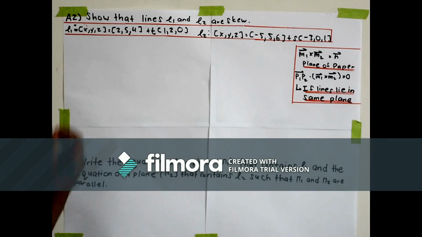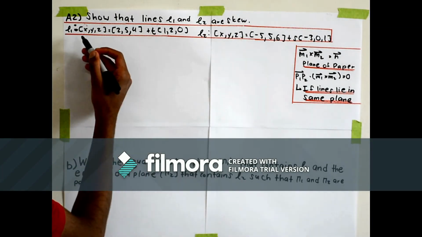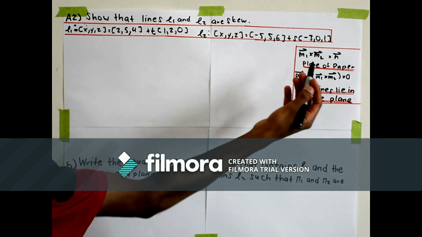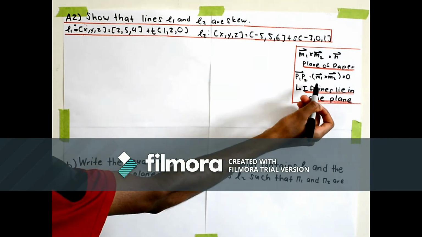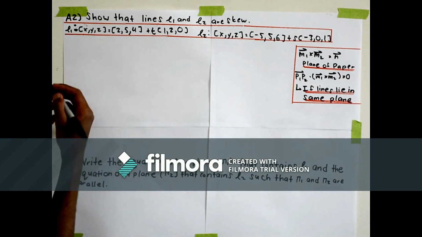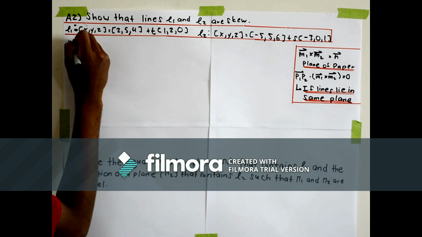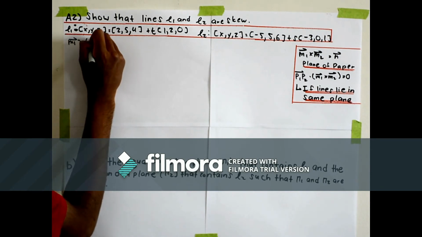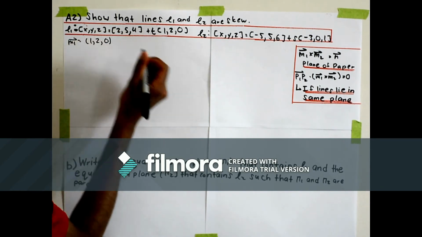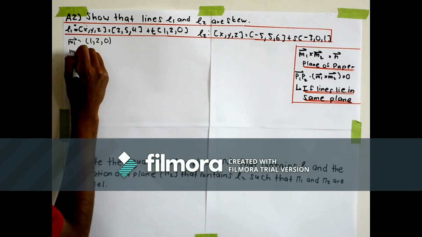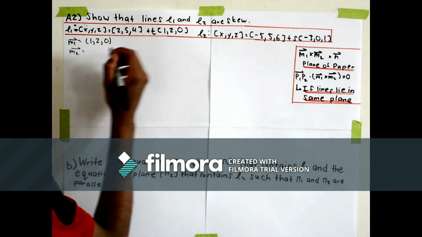So this question asks, show that lines L1 and L2 are skew. Remember that skew lines are defined as two lines that are not parallel, do not intersect, and do not lie on the same plane. To our right we have some conditions. Vector M1 and vector M2 can be defined as the direction vectors for each of the lines, and their cross product must equal vector n, which is normal to the plane of the paper.